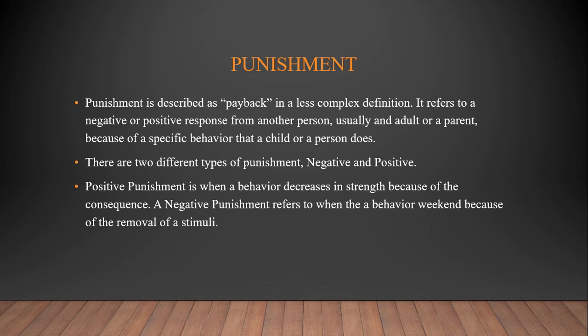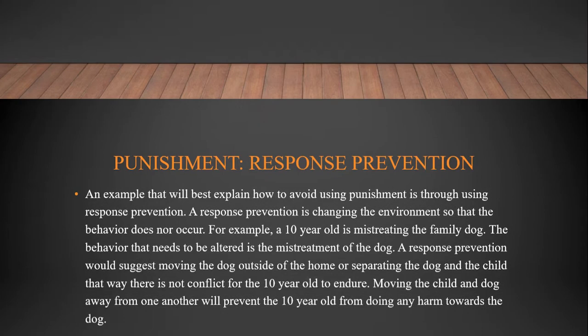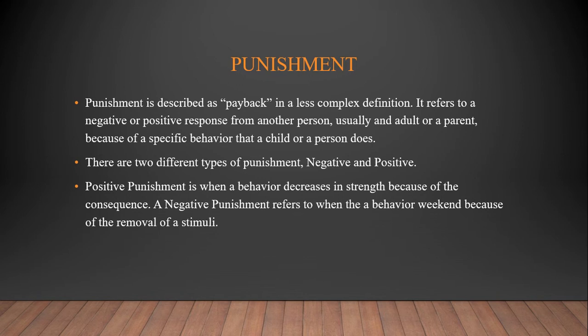And then there's two different types of punishments. It's negative and positive. Negative refers to like when our behavior is weakened because something is removed from the situation so that behavior won't happen. So an example would be when we did our worksheet, it discussed how a boy got in trouble for fighting, and in order for him to stop the behavior, the school removed him from school. So that would be an example of how negative punishment works.